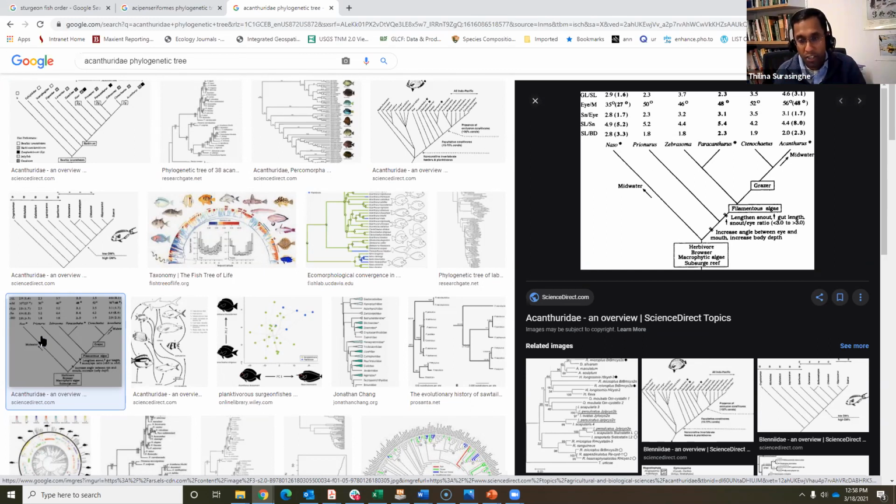All of them are correct and all of them have certain limitations. Because of that, you will not get a single correct answer for the total number of genera in a given family. So don't kill yourself trying to find the one correct answer. You will not find one correct answer.